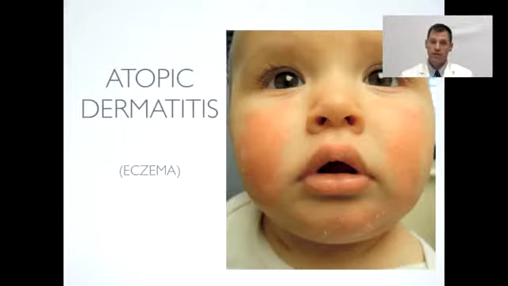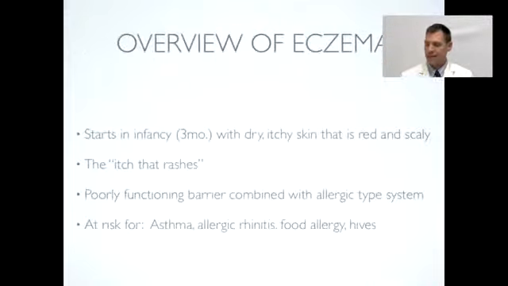Well, atopic dermatitis is often known as eczema, and eczema is allergic, sensitive skin. It usually starts in infancy, around the age of 3 months. That's when infants can develop a coordinated scratch. It becomes red and scaly. Their skin tends to be dry. It's often known as the itch that rashes because the skin is very itchy, and once you start to scratch the skin, the eczema patches form. So that's when the skin becomes red and scaly.